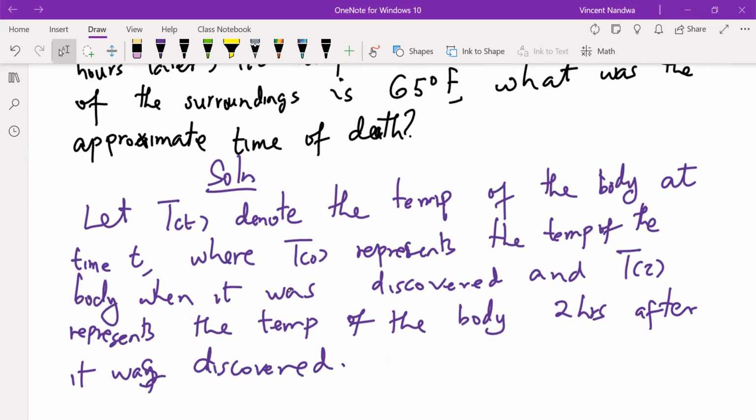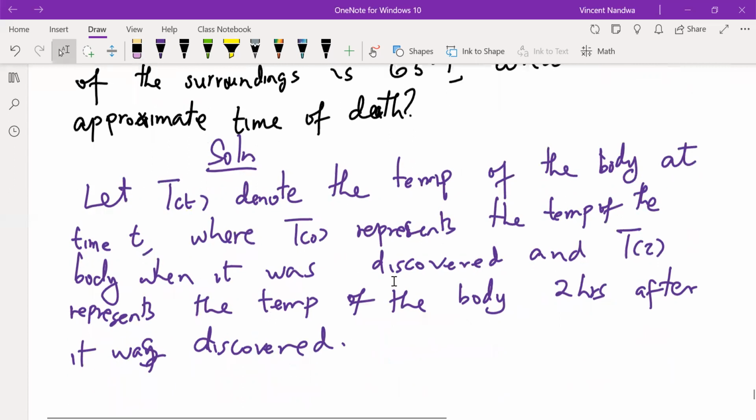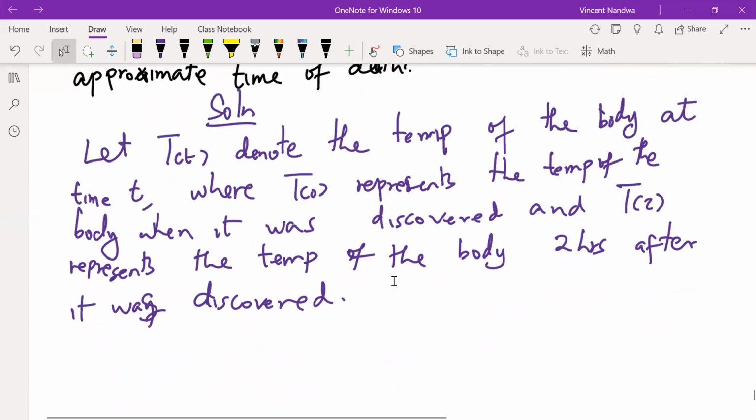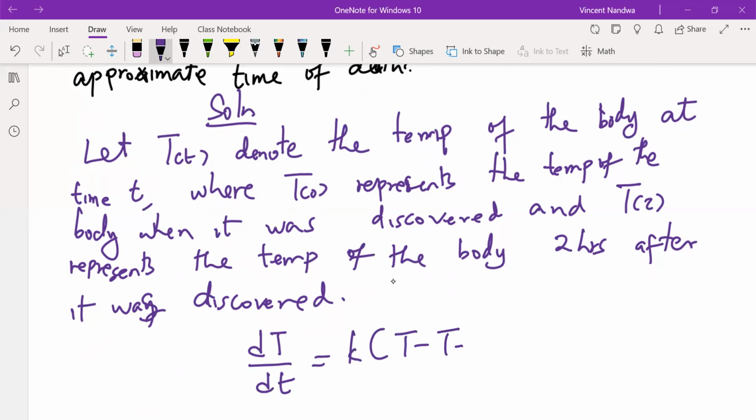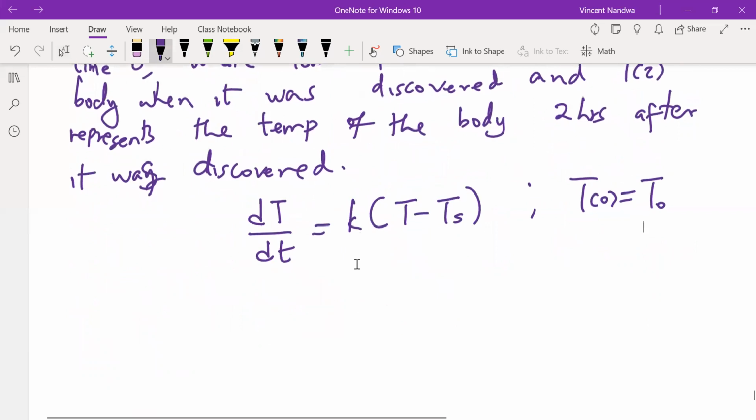So in this case, remember by definition, our Newton's law of cooling is given by dT/dt equals k(T minus Ts), with T at 0 given by T naught. This is the model that describes that situation.